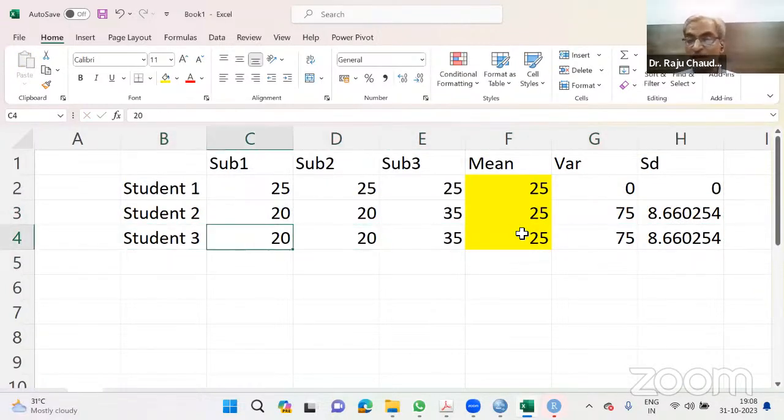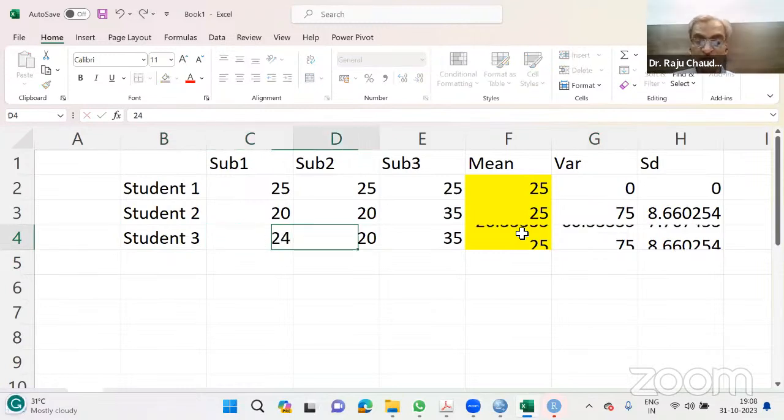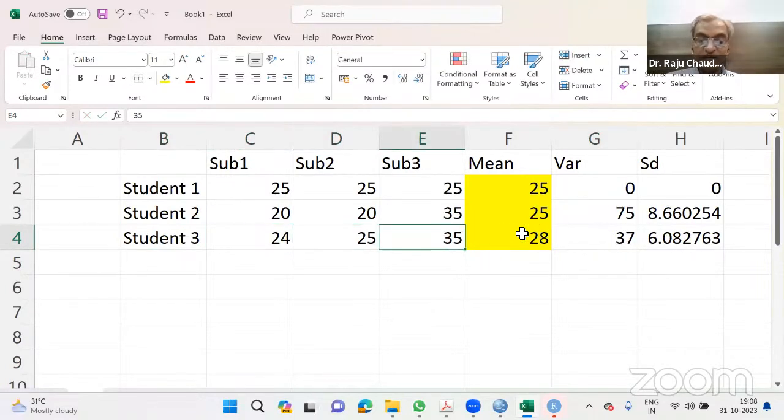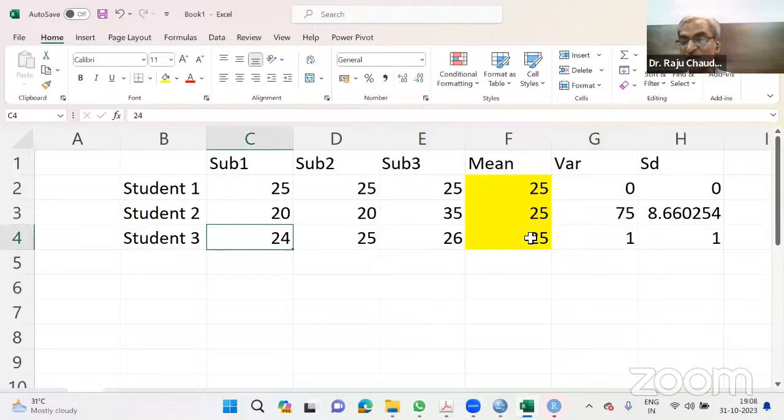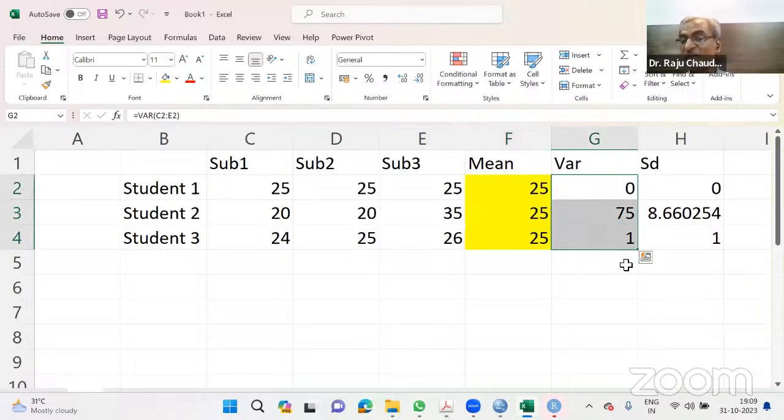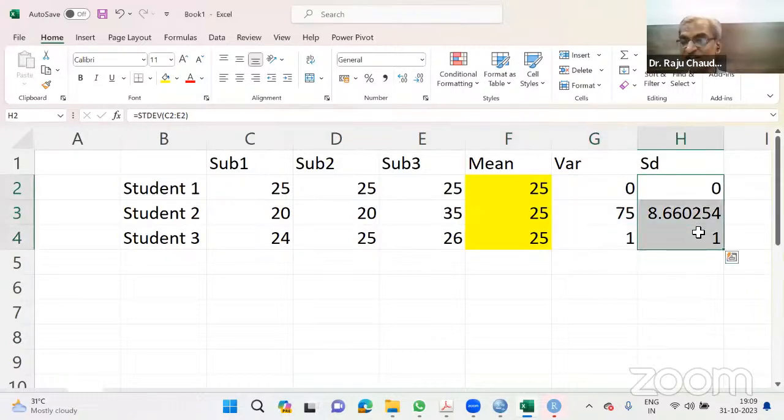Okay, say for example, it is 24, 25, and say 26. See, because 24 and the average is 25, so this 24 is very near to 25. Their averages are same. All three are having same average. But what is variance? The variance is different. The standard deviation is different, right?